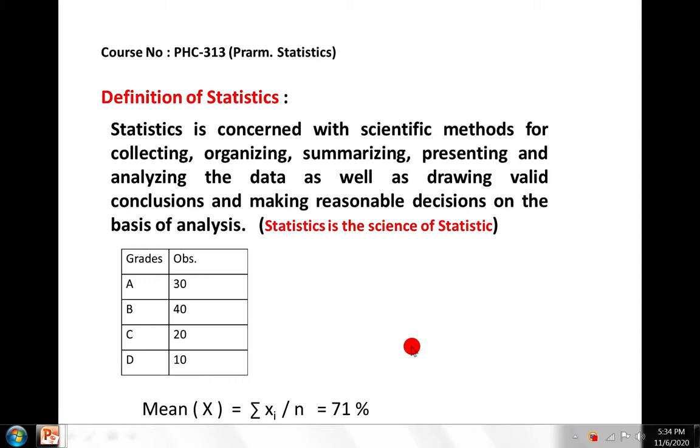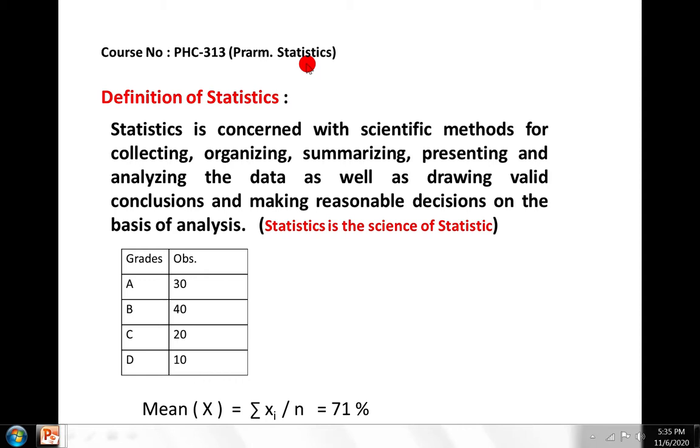I am Professor Dr. Afaq Ahmad. In this semester we will study statistics. The course title is Pharmaceutical Statistics and the course number is PHC 313. There is no difference between pharmaceutical statistics, biostatistics and simply statistics. Pharmaceutical statistics means when we use the data from pharmaceutical sciences, we use the term pharmaceutical statistics. When we use the data from medical sciences, we use the term biostatistics, etc. But the subject name is statistics.